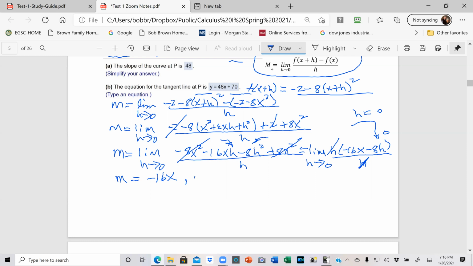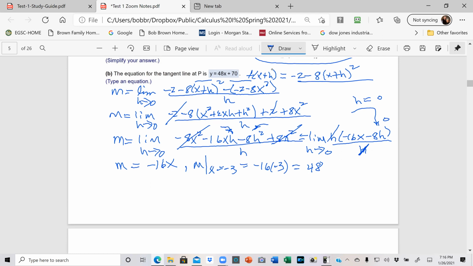So the slope at x equal minus 3 is equal to minus 16 times minus 3, equal 48. So the slope of the tangent line is 48. So we know that the equation of the tangent line will be y equal 48x.